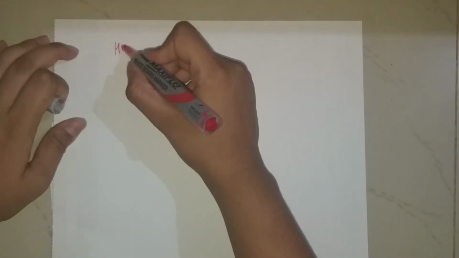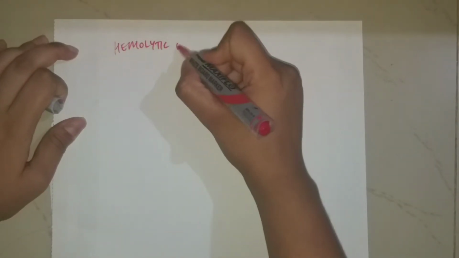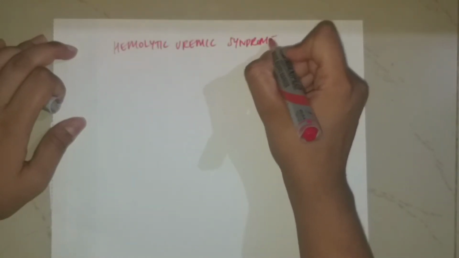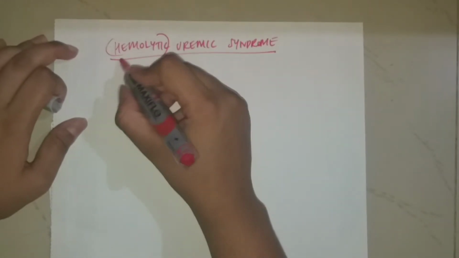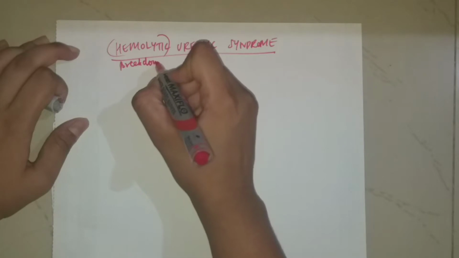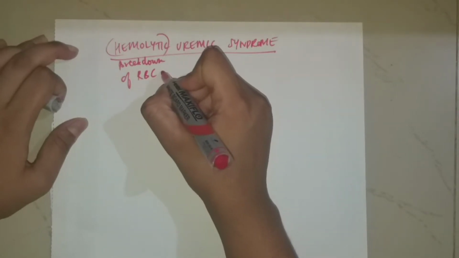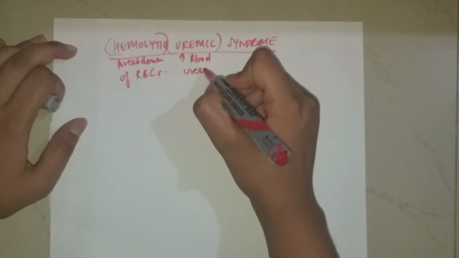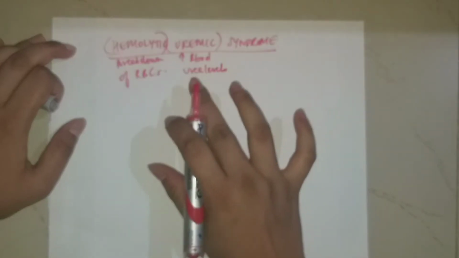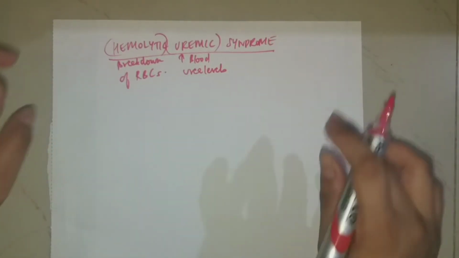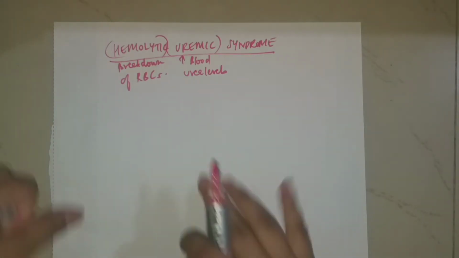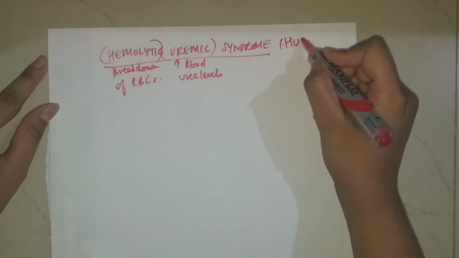Hi guys, so today we'll be talking about hemolytic uremic syndrome. Now from the name of this disease you can guess that there is hemolysis, that is breakdown of RBCs. There is uremia, that is increase in blood urea levels, which happens when there is any kidney injury, and it's a syndrome, a combination of features which occur together. So hemolytic uremic syndrome is in short called HUS.